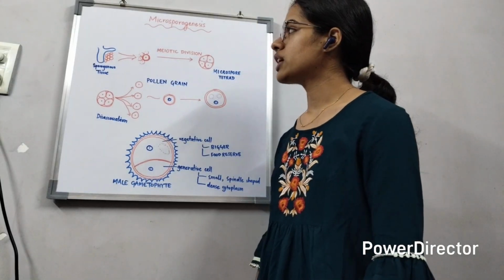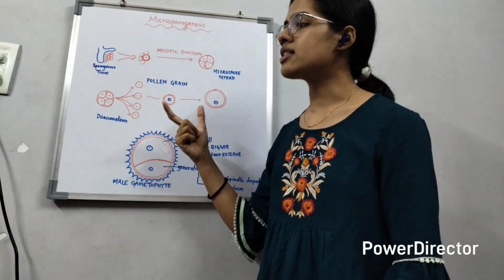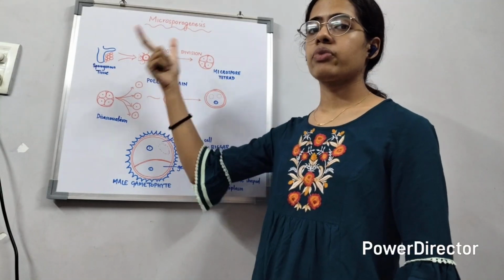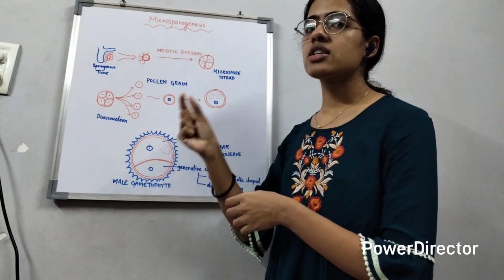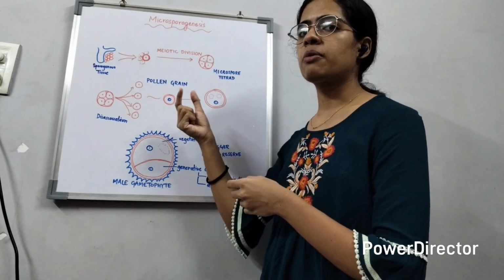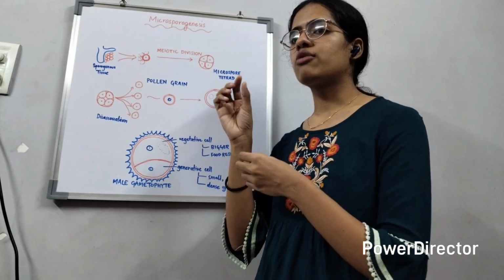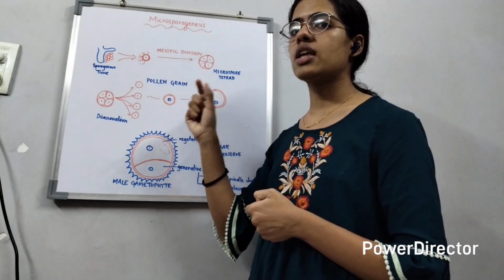So, we will get into microsporogenesis. First, we will recall what was taught in the last class. What is a microspore? Microspores are small structures found in the male reproductive part of the plant, that is the anther. We can find mature microspores in the anther.